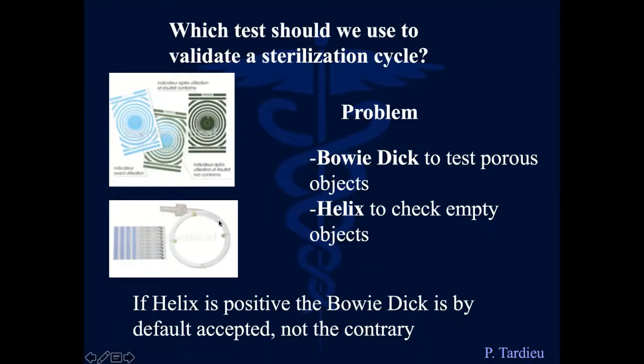So the helix system, if the helix system is positive, the Bowie-Dick is by default accepted, not the contrary. So the helix is showing a higher level of sterilization than the Bowie-Dick. You have to know that. So when you want to test your sterilizer, don't use the Bowie-Dick. By default, use the helix system.